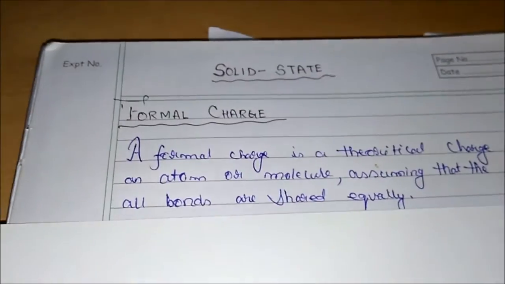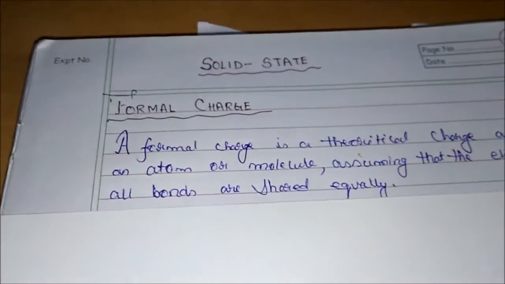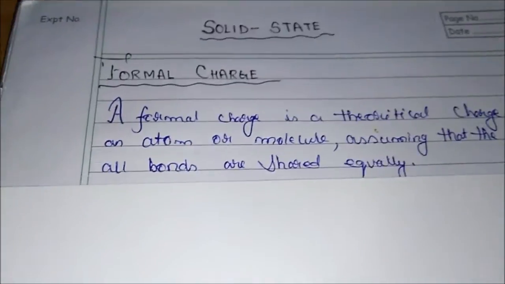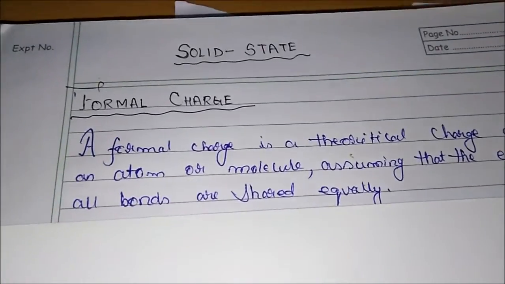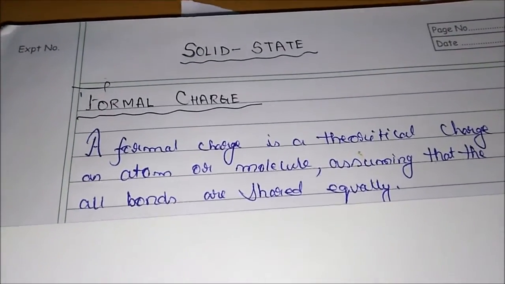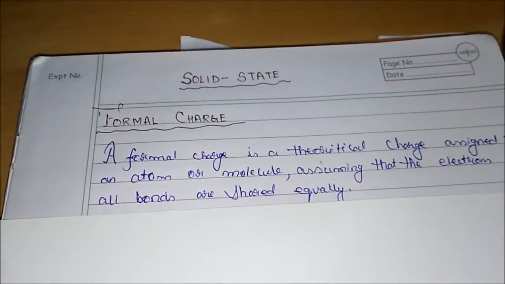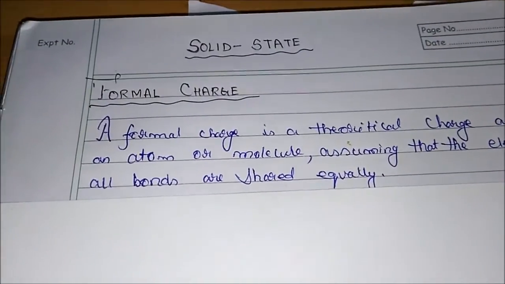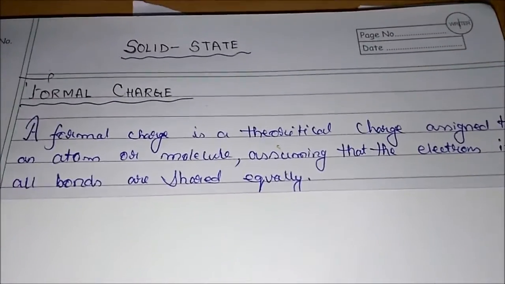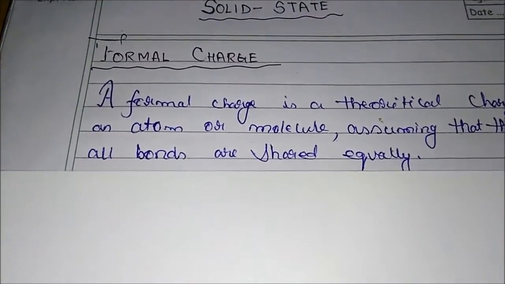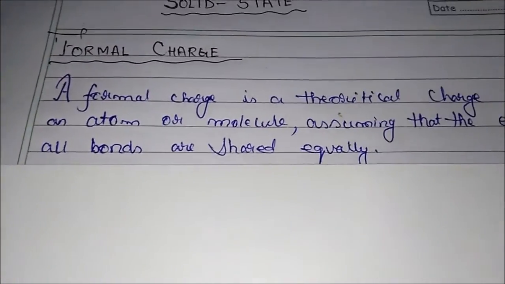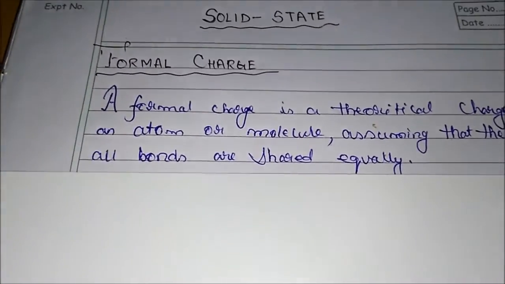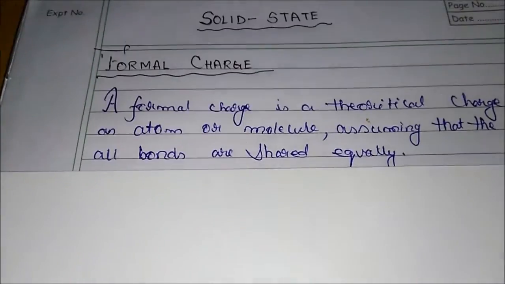So probably you are seeing the definition of formal charge right now. It's some kind of nerdy definition, but we have to remember it because we have to get the marks. The definition says a formal charge is a theoretical charge assigned to an atom or molecule, assuming that the electrons in all bonds are shared equally. Very nerdish definition. What is a layman's idea about this definition?